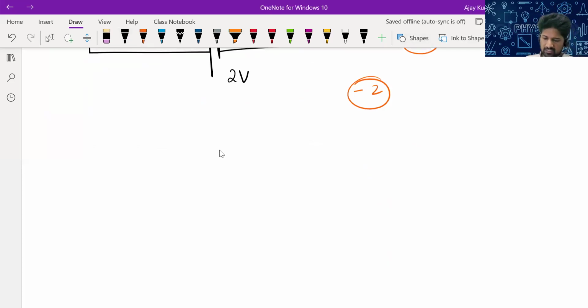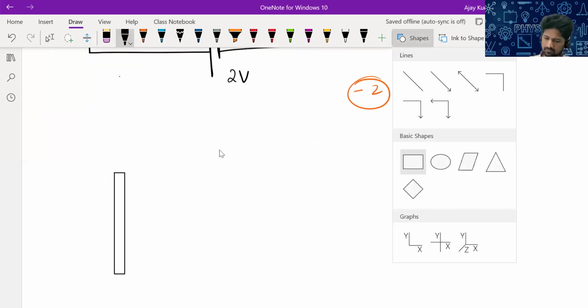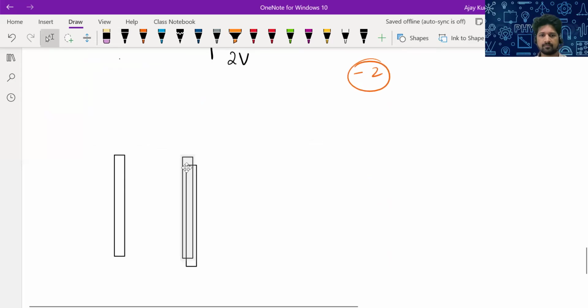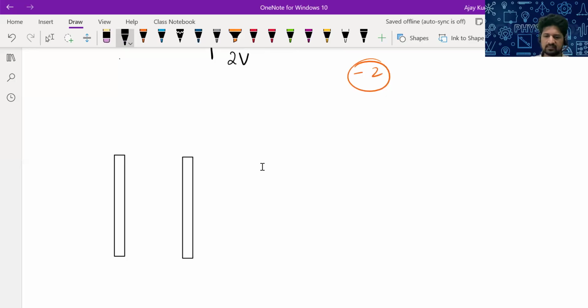If there are a set of identical parallel plates arranged like this, let's say one had zero charge and the other had a charge of 2 microcoulombs, or let's say they had Q1, Q2. How do we distribute charges on the plates? I gave you a shortcut also.